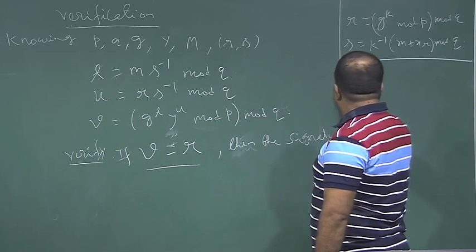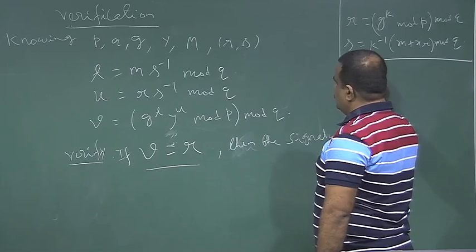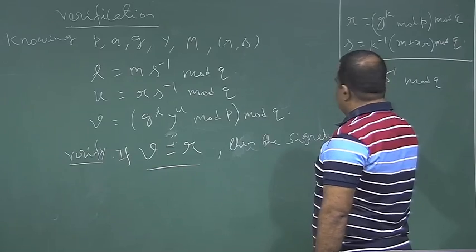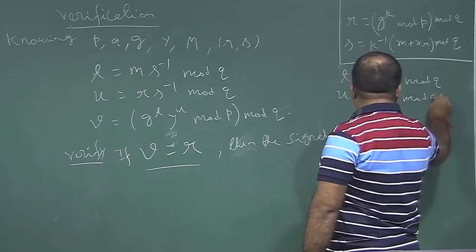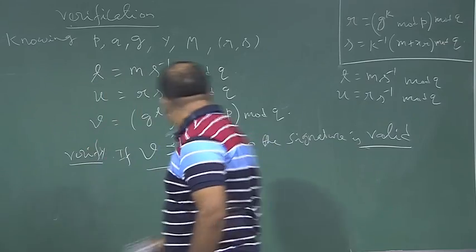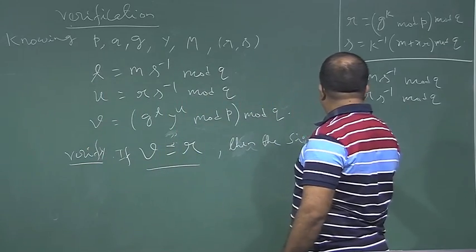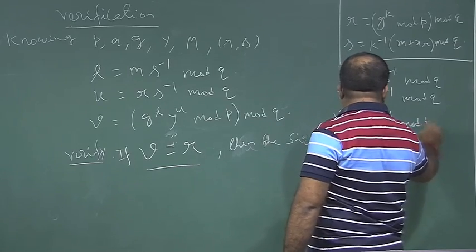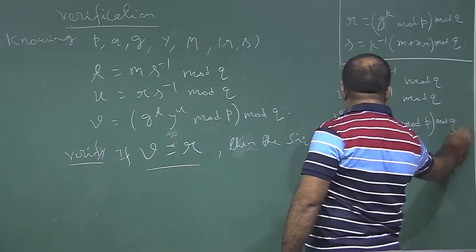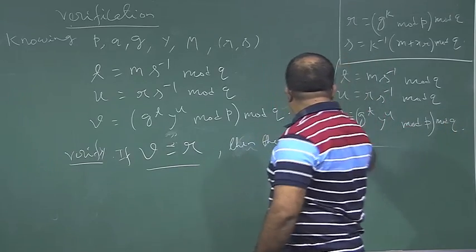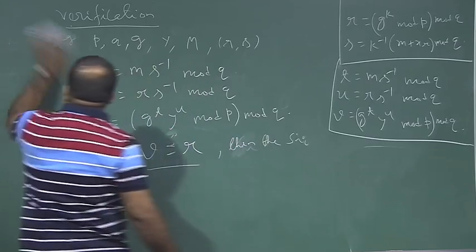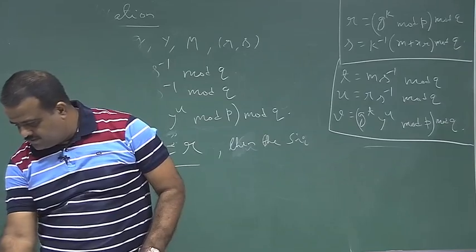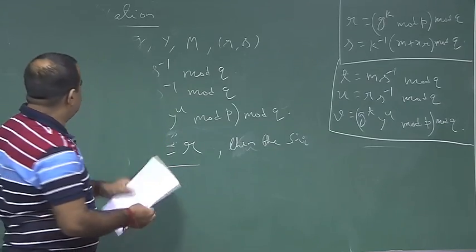So V is basically, okay, let us just write here T is equal to m S inverse mod Q, and U is equal to r S inverse mod Q, and V is basically g to the power T, y to the power U, mod P, mod Q. Okay. So now we are checking whether V is equal to R or not. So why will this give V equal to R? Let us just check this.